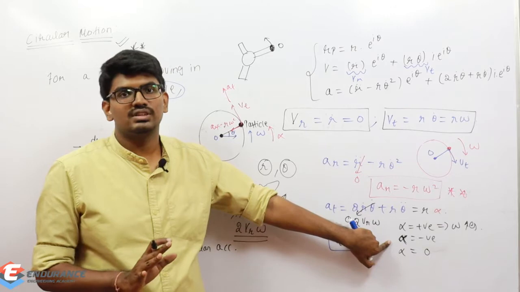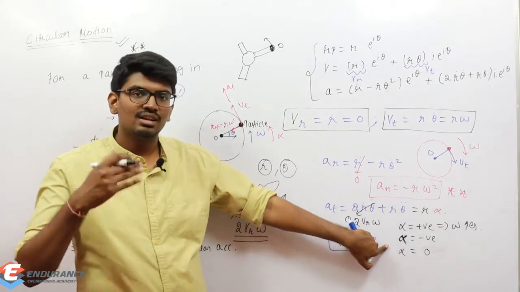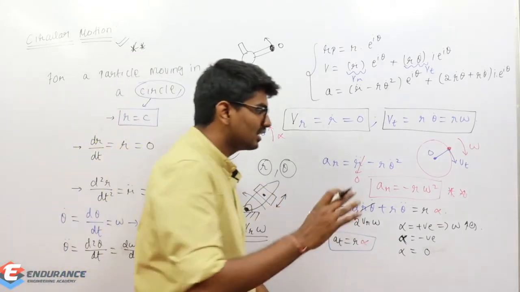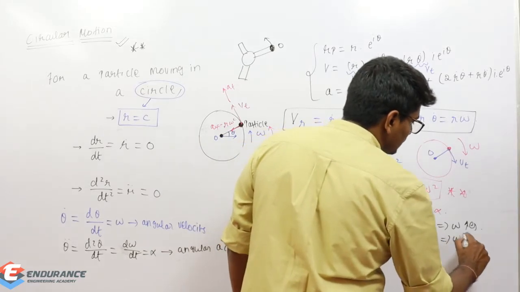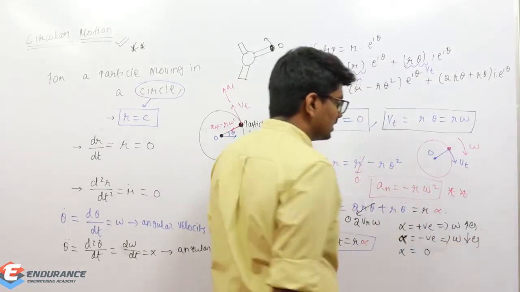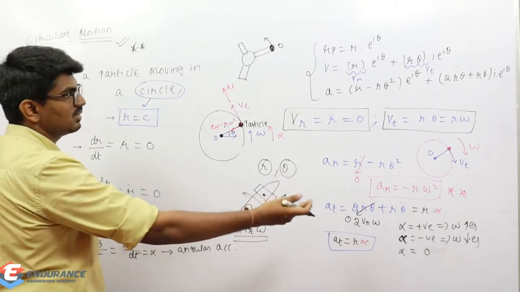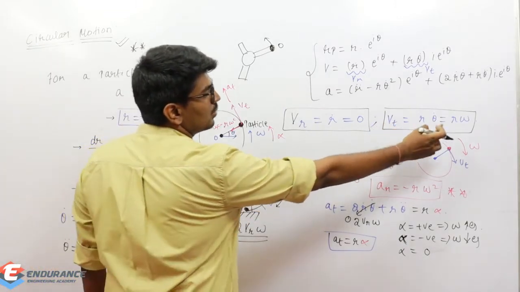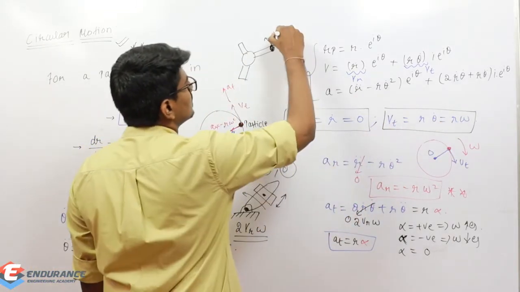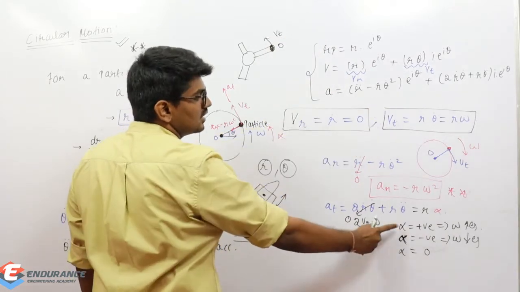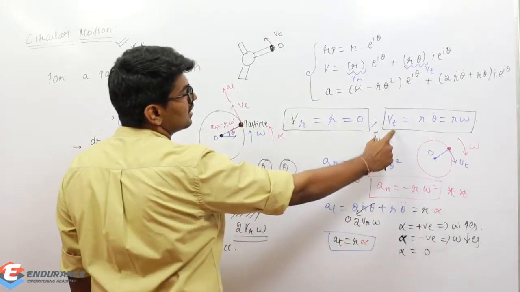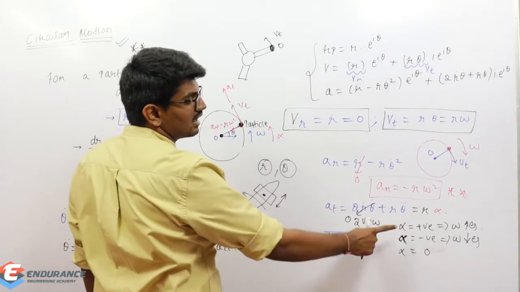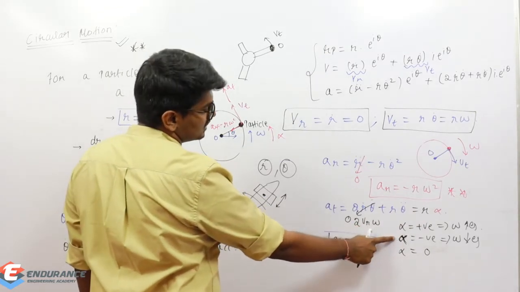If alpha is negative, what does it mean? I'm just switching off the fan, deceleration. The angular velocity omega will keep on decreasing. Angular velocity decreasing means obviously the tangential velocity omega r decreases, so Vt will decrease. Angular velocity increasing means Vt is going to increase. You can take the example of switching on the fan, and this is switching off the fan.